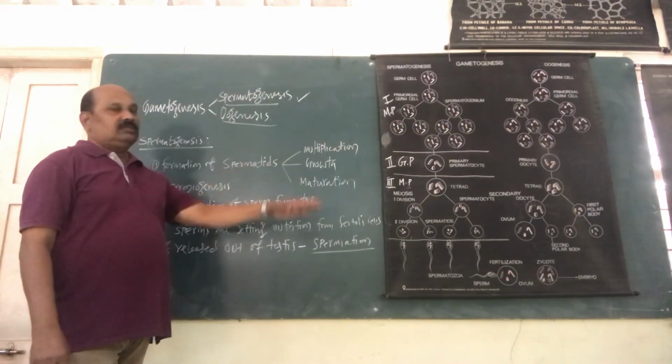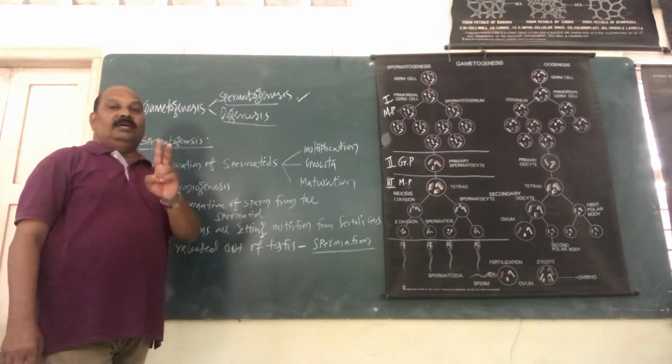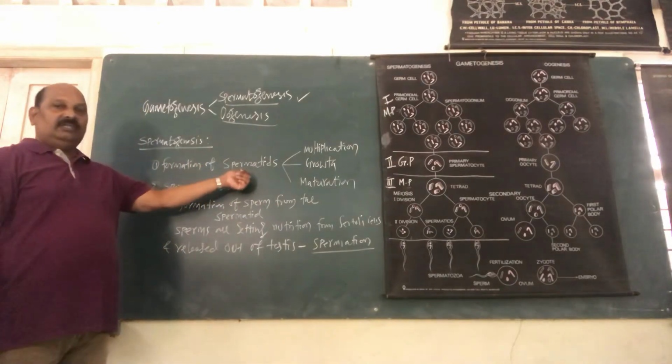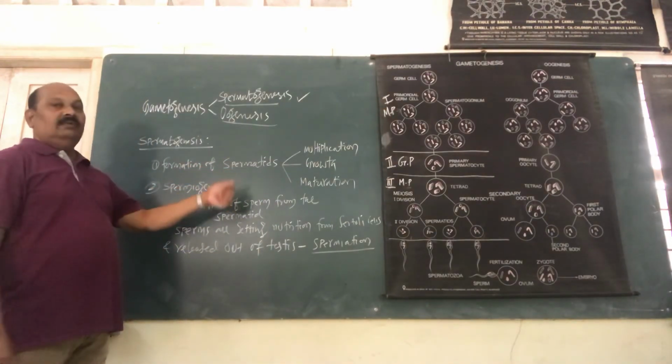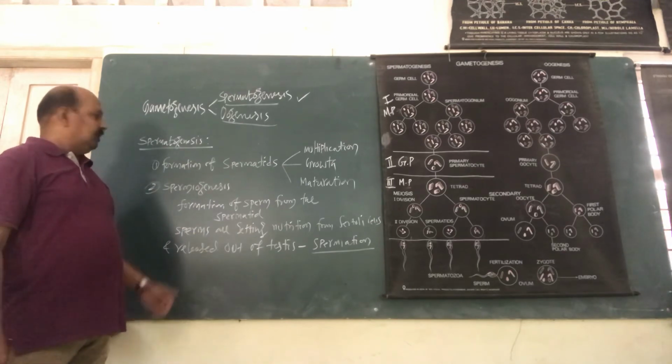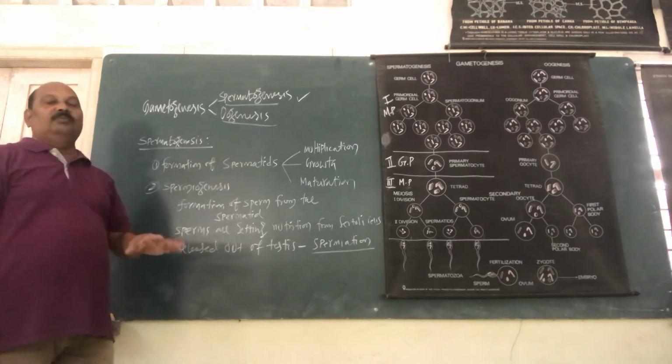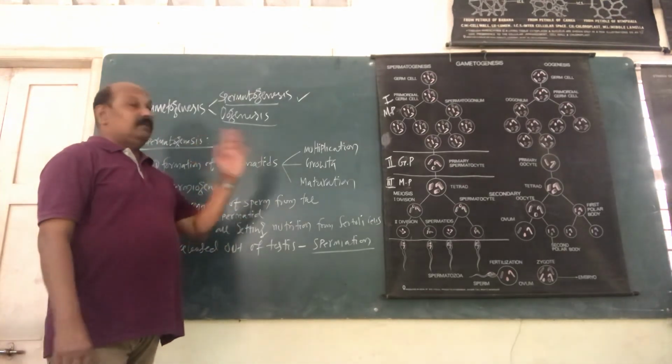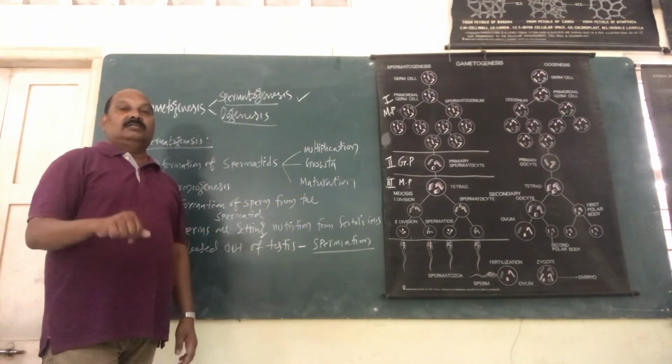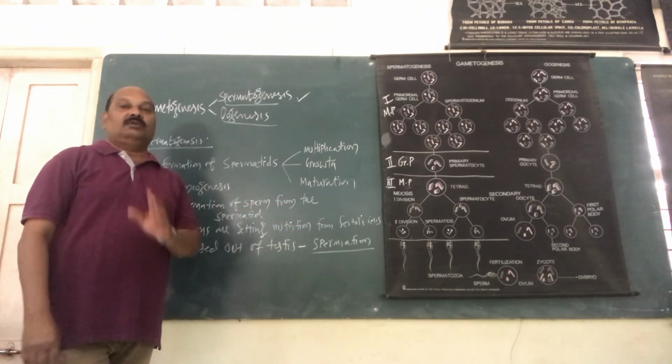So the whole process has only two major steps: formation of spermatids, followed by formation of sperm cells by means of spermiogenesis. These are the two major steps in spermatogenesis. In the next video, we will discuss hormonal control and the structure of a typical sperm.